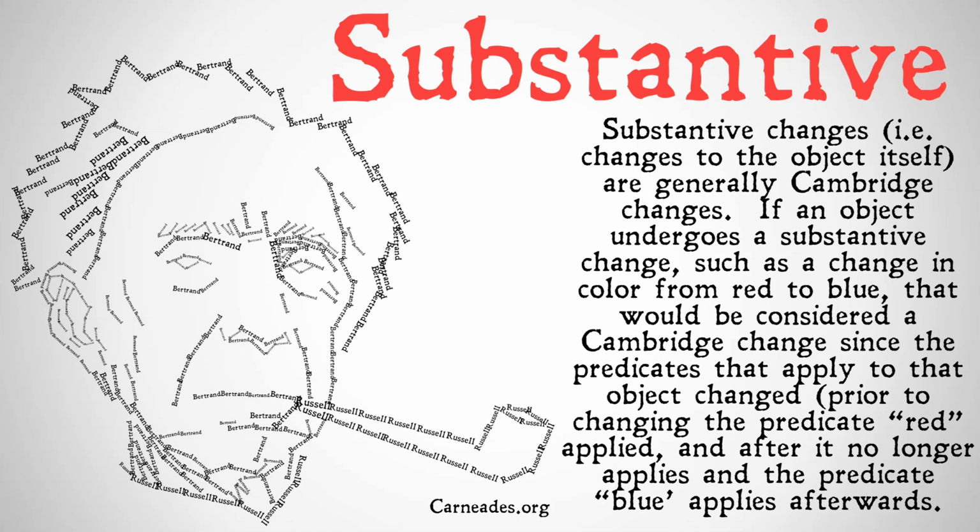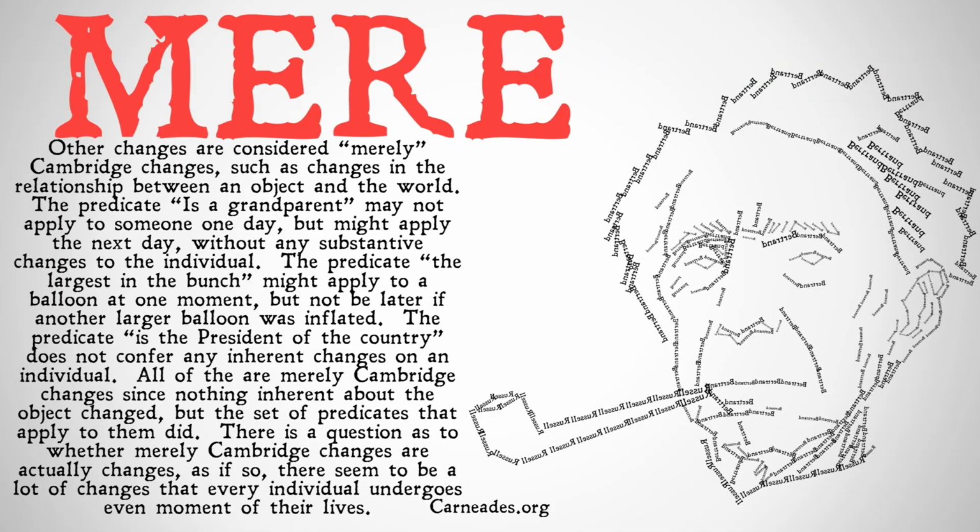So this is a Cambridge change because the set of predicates that applied to the object were different before and after the change. Before, the predicate red applied, the predicate blue did not, and vice versa after. So most substantive changes are going to be considered Cambridge changes as well. However, there are also merely Cambridge changes, such as changes in the relationship between an object and the world.